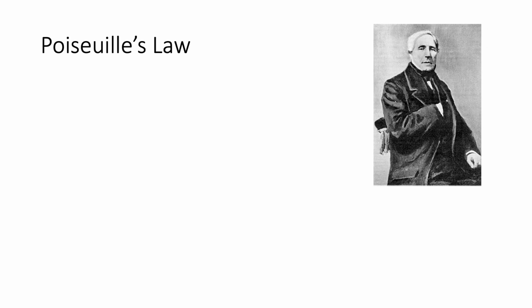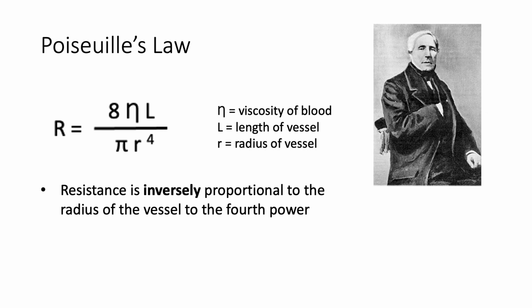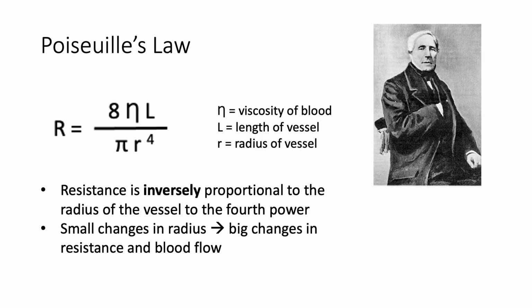And resistance is determined by Poiseuille's law, right? So resistance is equal to 8 times the viscosity of blood times the length of the vessel divided by pi times radius to the 4th power. So resistance is inversely proportional to the radius of the vessel to the 4th power. So small changes in radius are going to have big changes in resistance and blood flow.